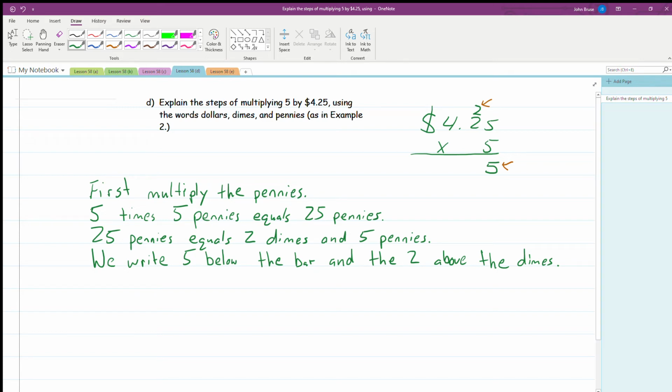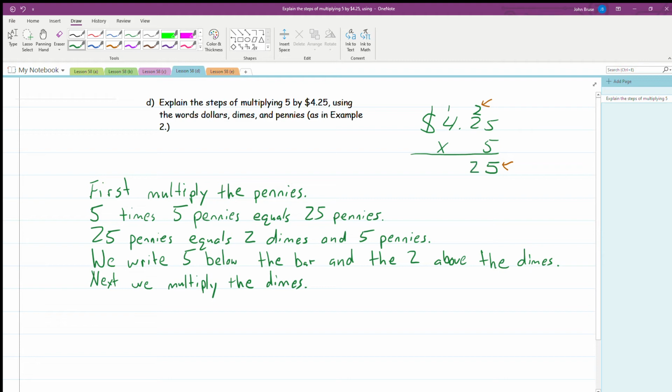We're going to write, next we multiply the dimes. And we're going to add, so let's go ahead and do that up here. Let's put a period. And we're going to do 5 times 2 dimes, which is 10 dimes. And then we added 2 more dimes. So we're going to put 12 here, because 5 times 2 is 10 plus 2 is 12. So we're going to put a 2 here, and then we're going to carry this 1.